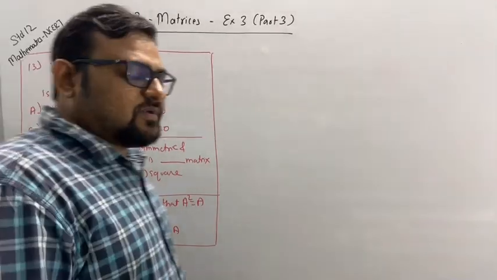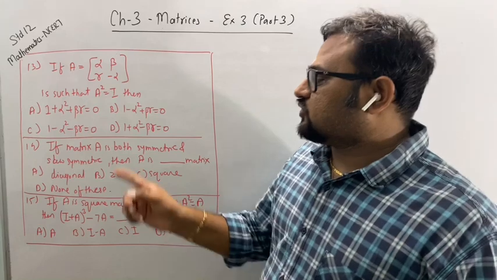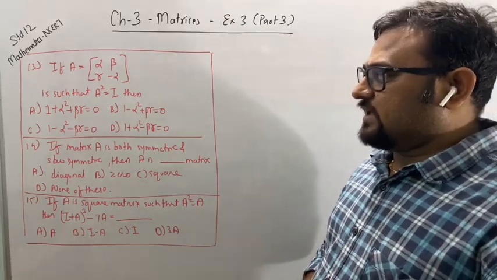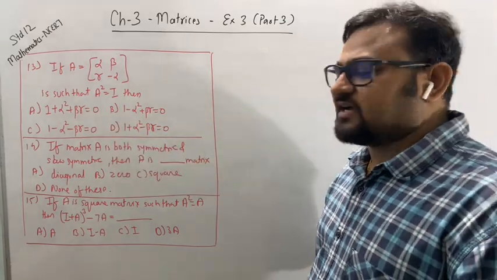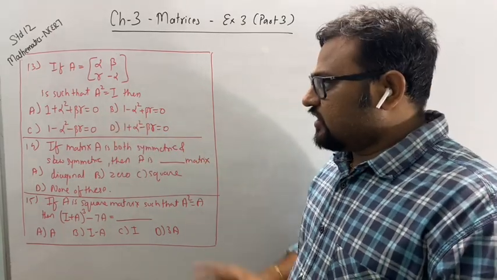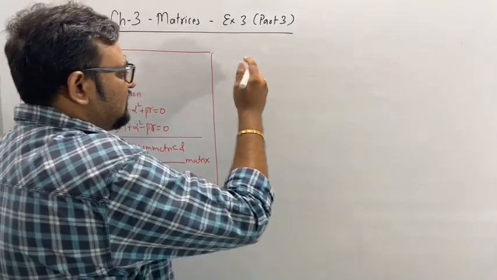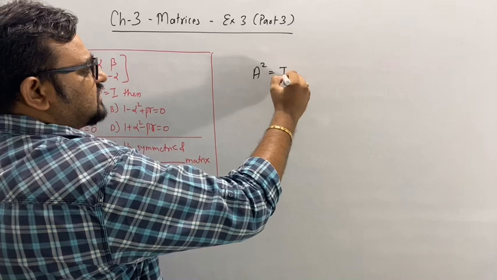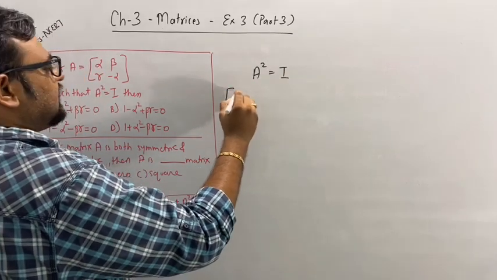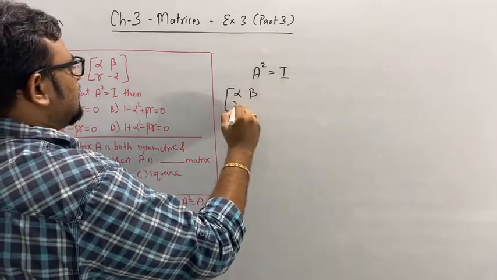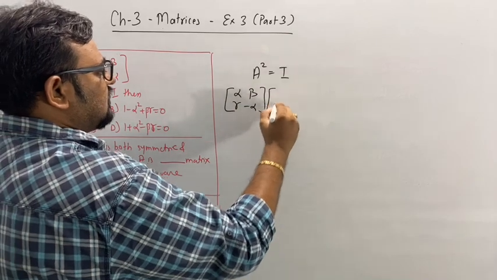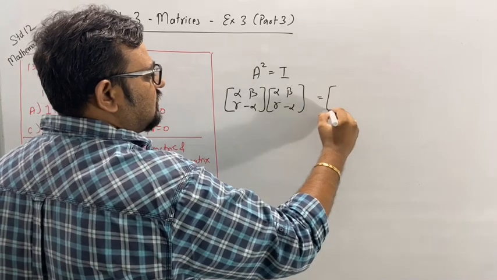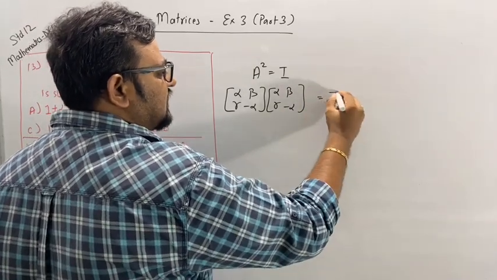Next, question number 13. Matrix A is given such that A square equals I, and four options are given. Questions 13, 14, 15 are all MCQs. A square is equal to I. So what is A square? A into A: [alpha, beta; gamma, minus alpha] times [alpha, beta; gamma, minus alpha], equal to I.